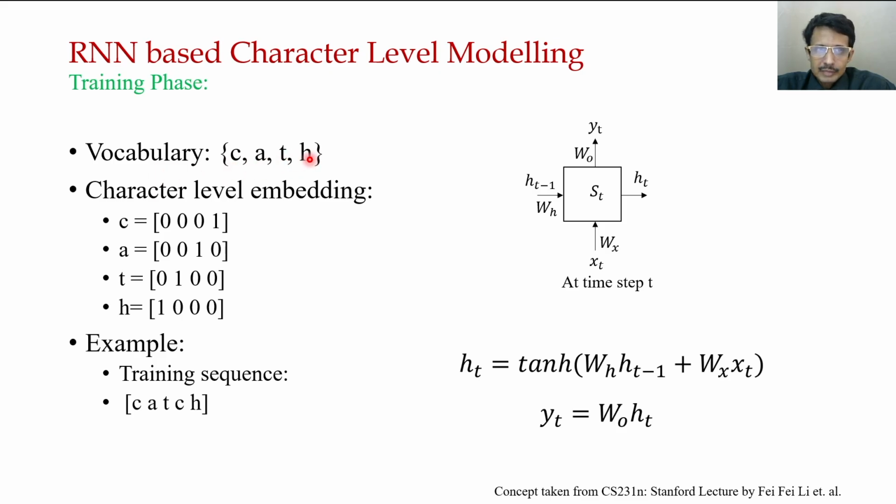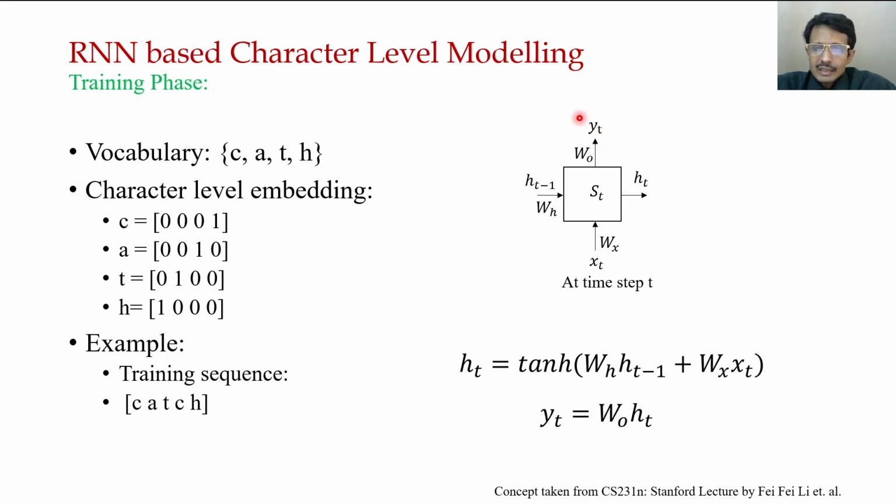Now for these 4 letters, not words, we require some sort of representation. It is called the embedding. So it's character level embedding. For every character we have a representation, and it is a very simplistic one. It's called one-hot encoding. So C is say 0001, A 0010, T 0100, H 1000, and something like that. It's very easy to understand.